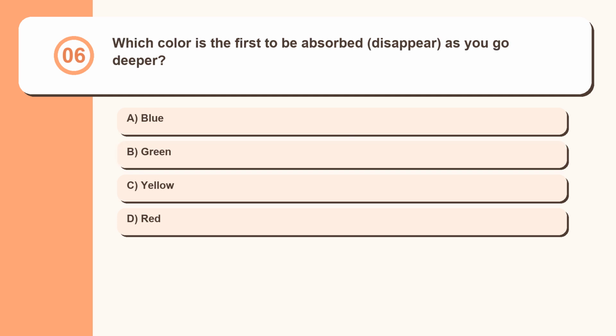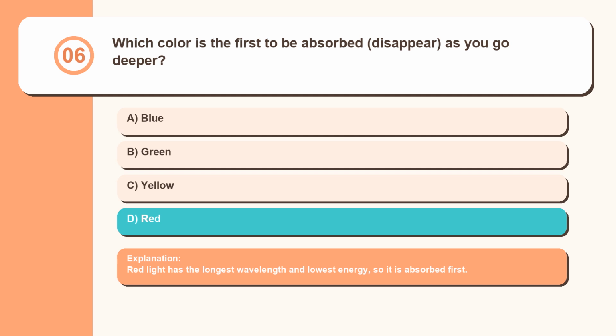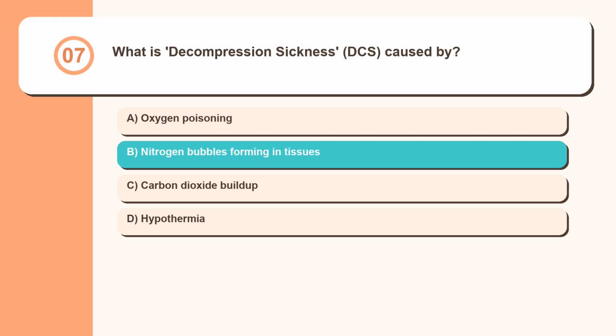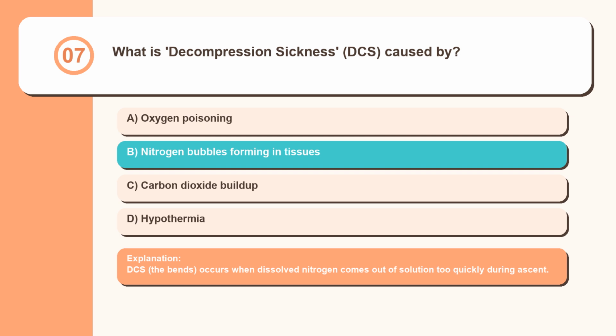Question 6. Which color is the first to be absorbed, disappear, as you go deeper? Blue, green, yellow, red. Red light has the longest wavelength and lowest energy, so it is absorbed first. Question 7. What is decompression sickness, DCS, caused by? Oxygen poisoning, nitrogen bubbles forming in tissues, carbon dioxide buildup, hypothermia. DCS, the bends, occurs when dissolved nitrogen comes out of solution too quickly during ascent.